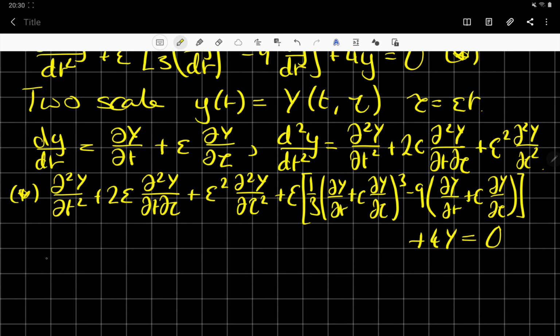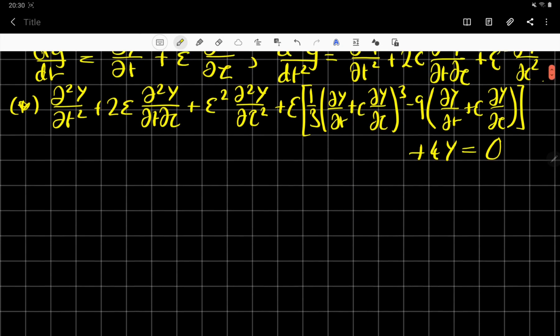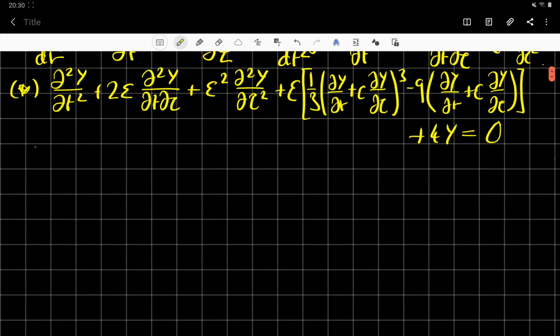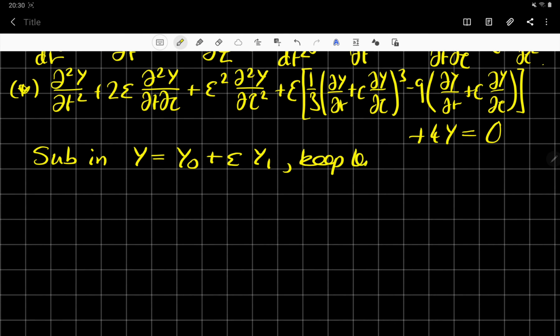So my next step is I'm going to substitute in a perturbation expansion. So I'm going to take this equation, and sub in y is y0 plus epsilon y1. I'm only going to keep terms epsilon to 0, epsilon to 1. So epsilon squared, epsilon cubed, I'm just not going to bother to write down.